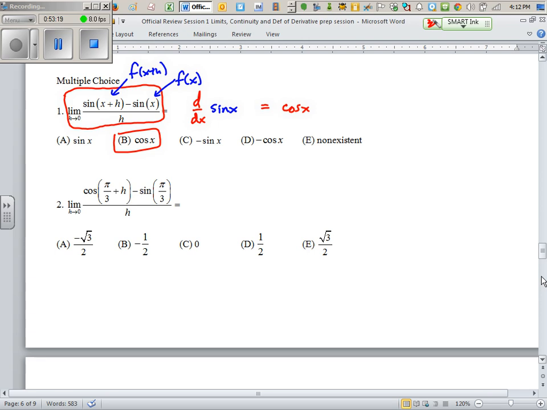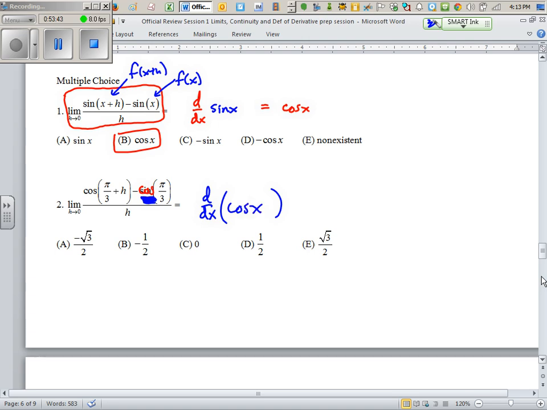Pretty sure the next one's a typo. This should say cosine here. But can you tell me what's going on in this problem? What are we taking the derivative of? Don't forget to change this. This should say cosine. I'm pretty sure it's a typo. Did you guys fix that? Okay, what's the function we're taking the derivative of?